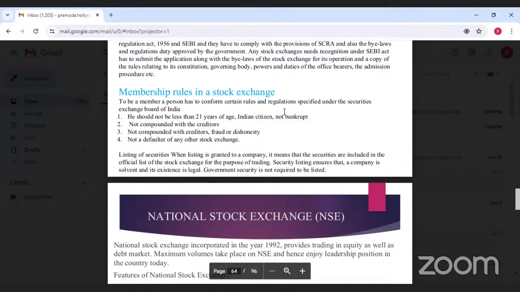So it is very clear that a person who has attained the age of 21 years and who is an Indian citizen, who does not have a history of bankruptcy or as a defaulter, only such a person is allowed to become a member of this stock exchange. Am I clear? Yes, ma'am.